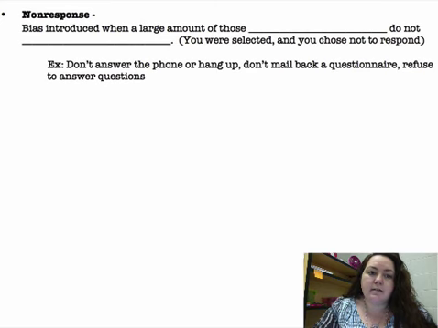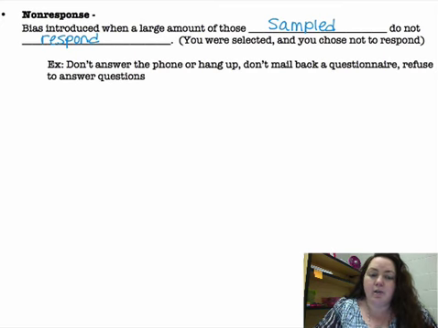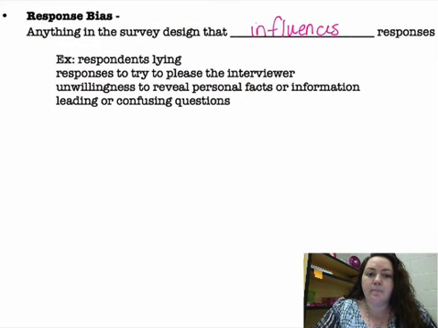Non-response bias is introduced when a large amount of those sampled do not respond. So you were selected, but you didn't respond back. So you don't answer the phone, or you hang up when they call for a survey, or you don't mail back the questionnaire, or you just refuse to give an answer. So that's non-response bias, and that will change how we look at the entire population if that's what we have going on. Response bias is anything in the survey design that influences the response.